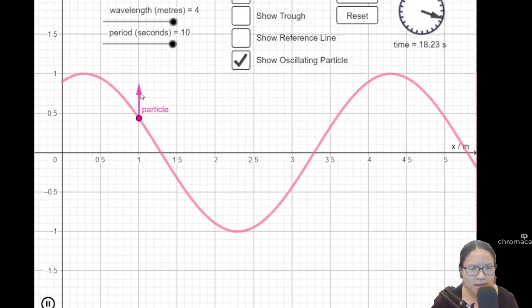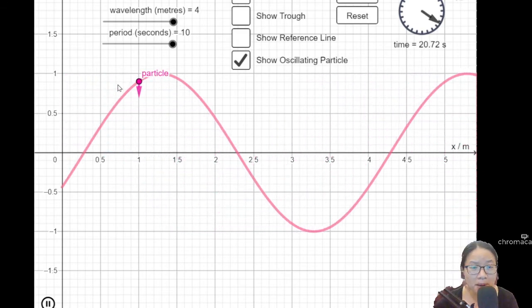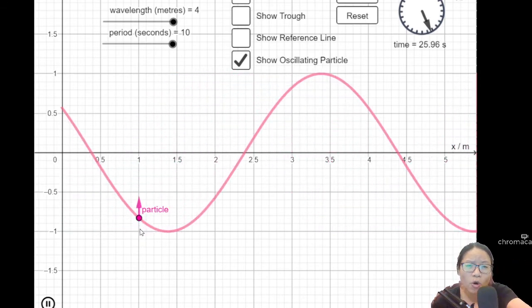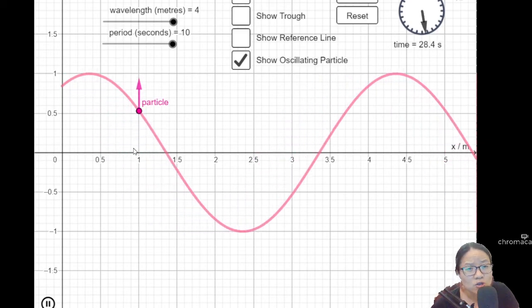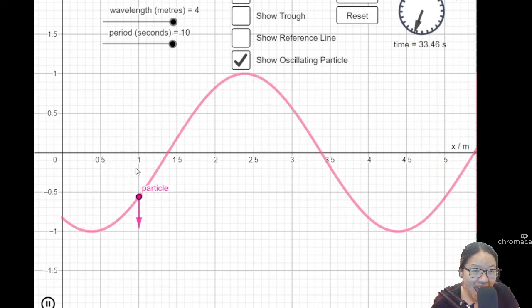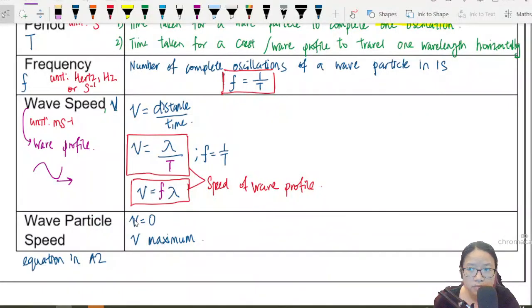This is A2 stuff, but we can say that the particle is stationary for a short while at the amplitude. It stops for a while to change direction. Slow down, stop to change direction. And it is the fastest at the middle here. Okay, let's note that down. So right now, the important points that we can tell is v equal to 0, or temporarily stationary, not moving, at those maximum points when the wave particle is at the maximum displacement.